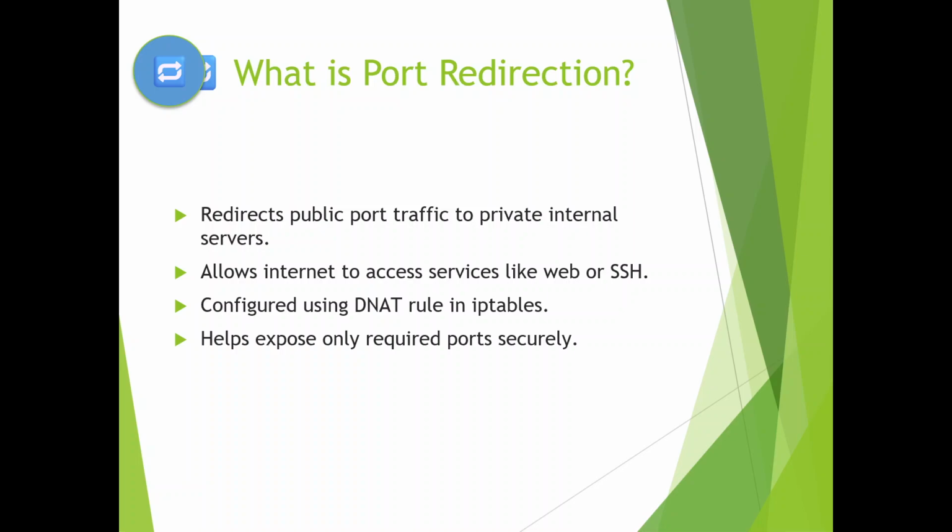So imagine you have a public server that is connected to both the internet and your private network, and you want to allow people from the internet to access your private server, but safely through your public server. So that's where port redirection comes in. It redirects incoming traffic on specific ports to a specific private server. For example, someone tries to access your public server on port 80, that is the website port, and your public server forwards that traffic to the private server inside your private network. Next, we'll see what NAT is.